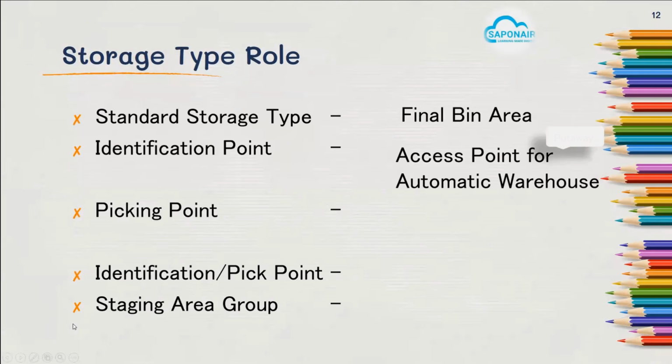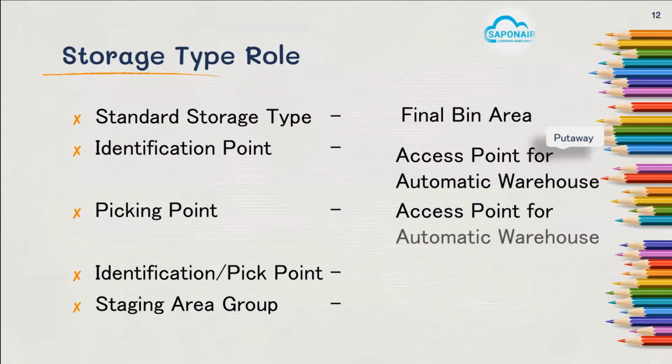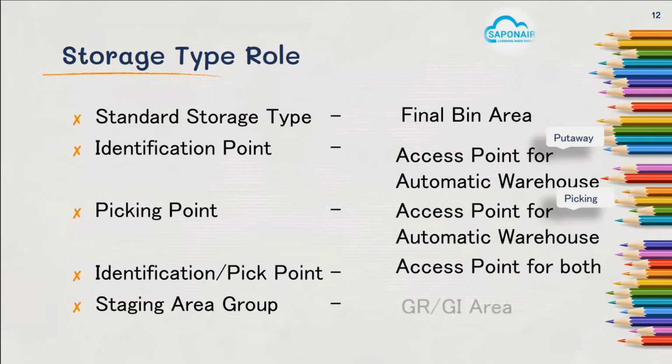The same way you have picking point. When it comes to picking context, you call it a picking point, but it is the same meaning. An identification point you name as identification in putaway, and for picking, you name it as picking point. Sometimes you can have both also. And we had staging area group.